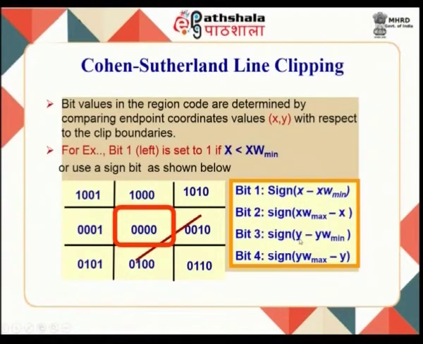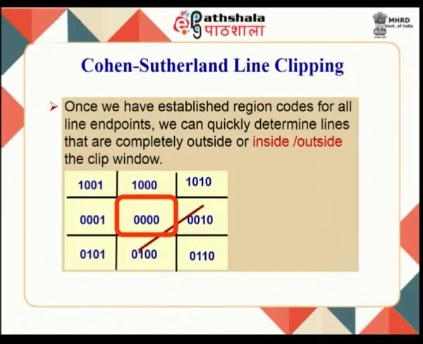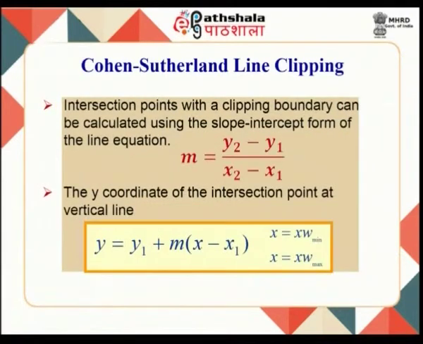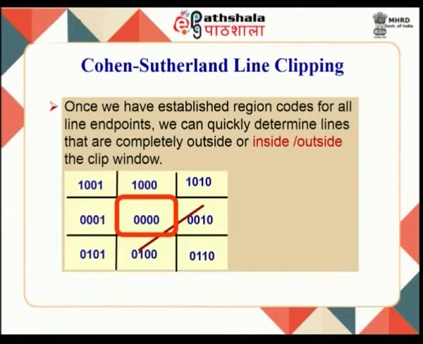If the sign bit of the difference operation y minus y w min is set, set the third bit, that is the bottom bit. If the sign bit of the difference operation y w max minus y is set, set the top bit, else reset. So, that is how we check and identify a region code, a 4-bit region code for a given endpoint of a line. Now, that is how Cohen-Sutherland actually does trivial accepts and trivial rejects.